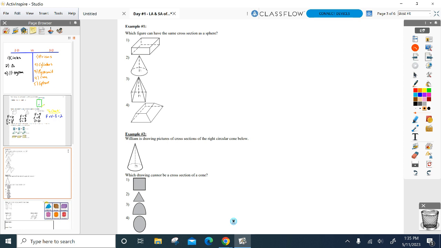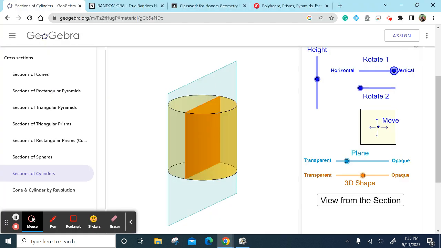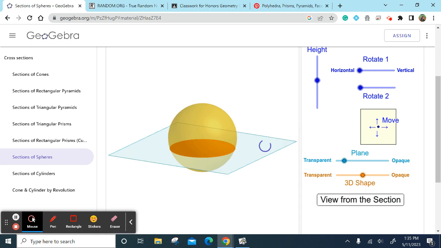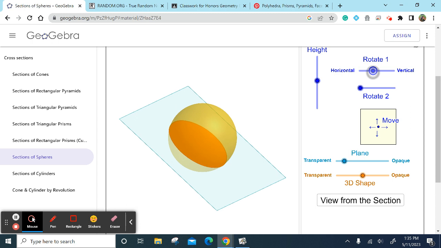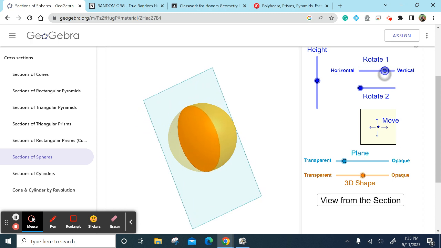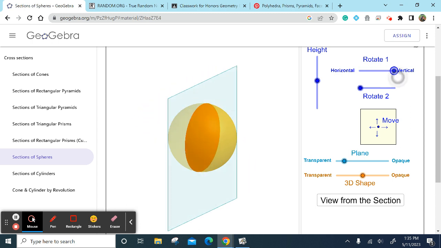So which figure can have the same cross section of a sphere? Well, whoa. As a sphere, will it matter? Doesn't it usually matter how I slice it? Because I might get a different figure. For a sphere, what do you think? Will I always get the same cross section with the sphere? What do you think? Let's try it. Let's go to the sphere. Spheres. All right, looks like I get a circle. Is there anything else I get other than a circle when I cut it? Nope. So I'm always going to get a cross section of a circle.